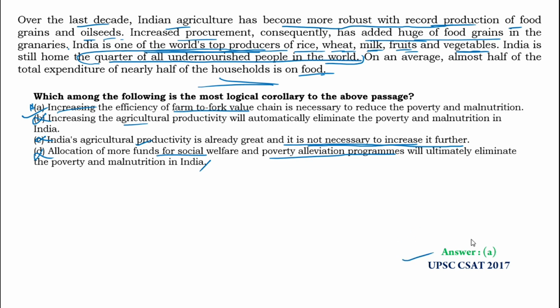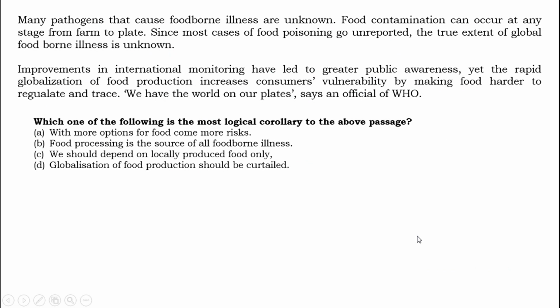Moving on to the next example. Many pathogens that cause foodborne illness are unknown. Food contamination can occur at any stage from farm to plate. Since most cases of food poisoning go unreported, the true extent of global foodborne illness is unknown. Improvements in international monitoring have led to greater public awareness, yet the rapid globalization of food production increases consumers' vulnerability by making food harder to regulate and trace. We have the world on our plates, says an official of World Health Organization.